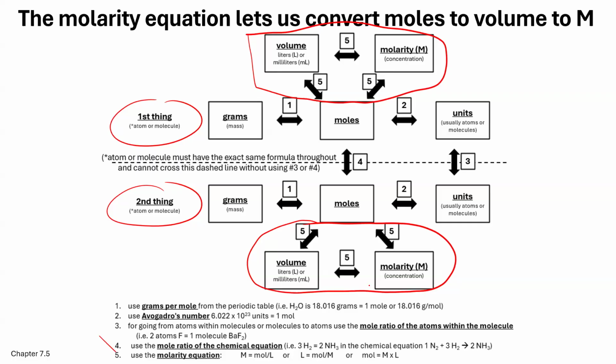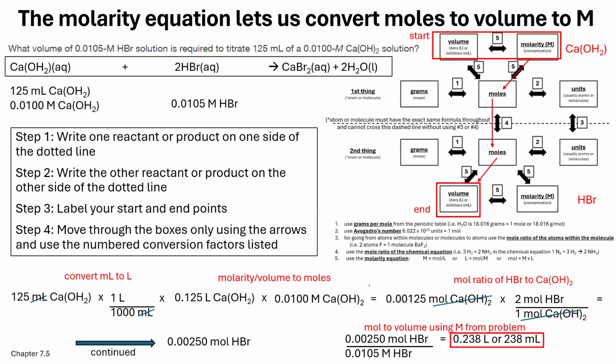All right, let's do this. I have a little diagram here. We did this before, but we're going to do this specifically for this conversion diagram. So the question is, what volume of 0.0105 molar HBr solution is needed to titrate 125 milliliters of a 0.0100 molar calcium hydroxide solution?